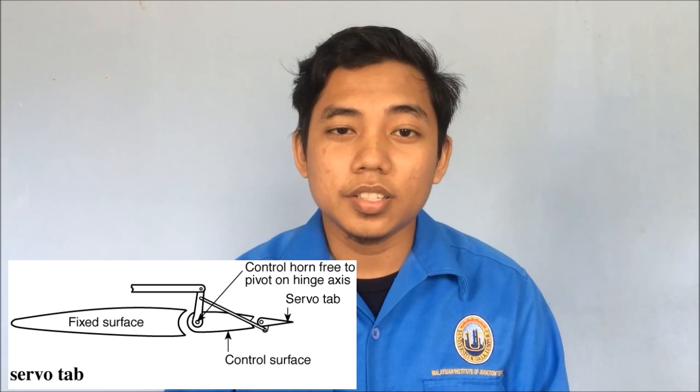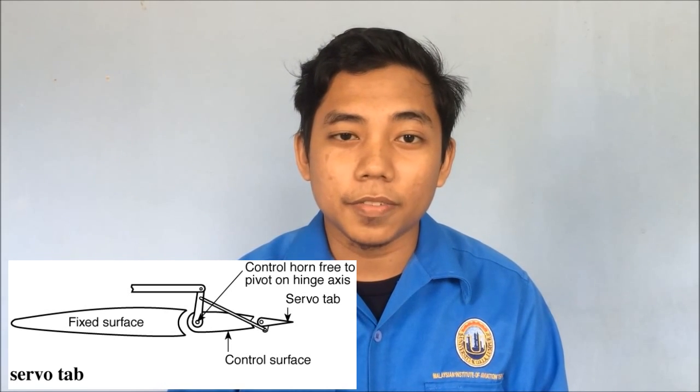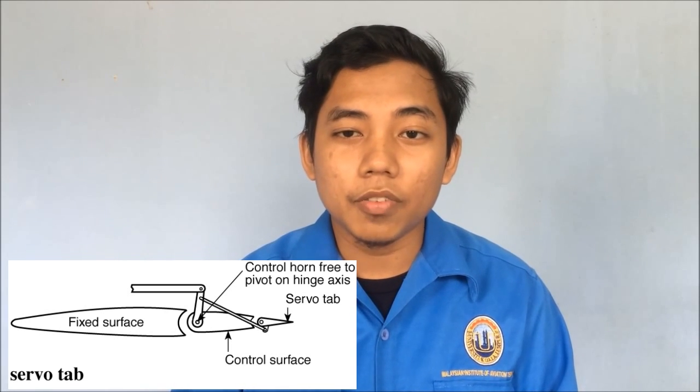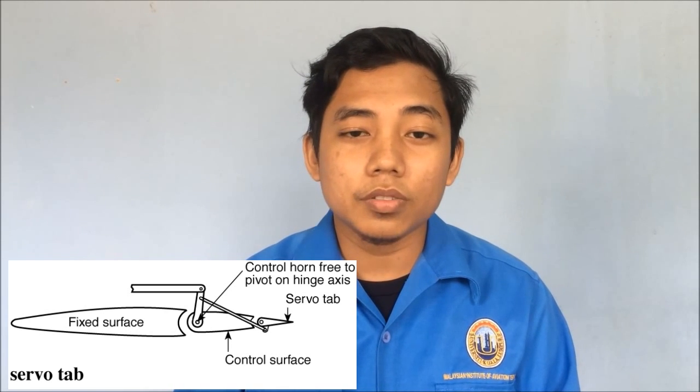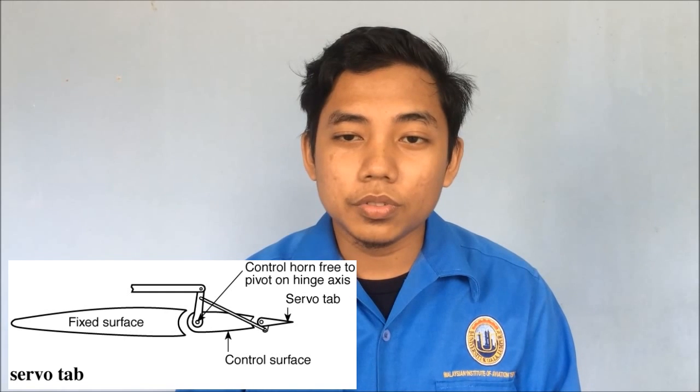Servo tabs. A servo tab is one that is directly operated by the primary controls of the aircraft. The control moves the tab, and the tab in turn develops forces which move the main control surface. The system is also used to reduce effort required to move the control on a large aircraft.